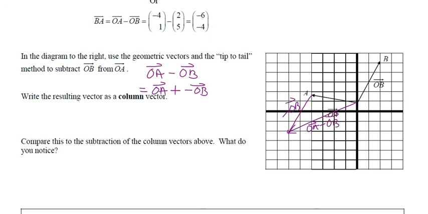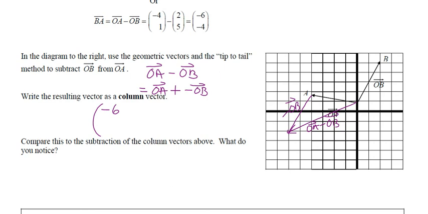The resulting vector is a column vector. So, what are we doing? Negative 6 and negative 4. And then it's going to ask for the notation. Negative 4. Did I draw that right?